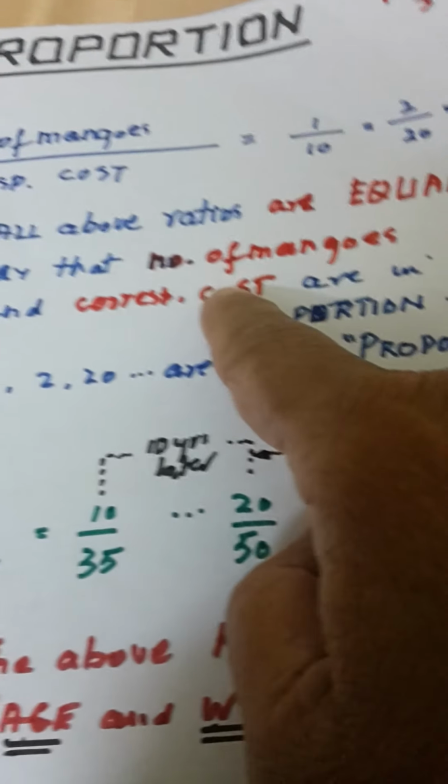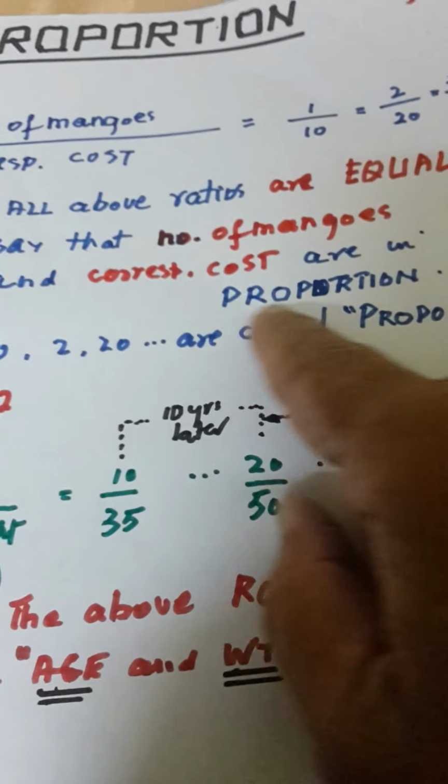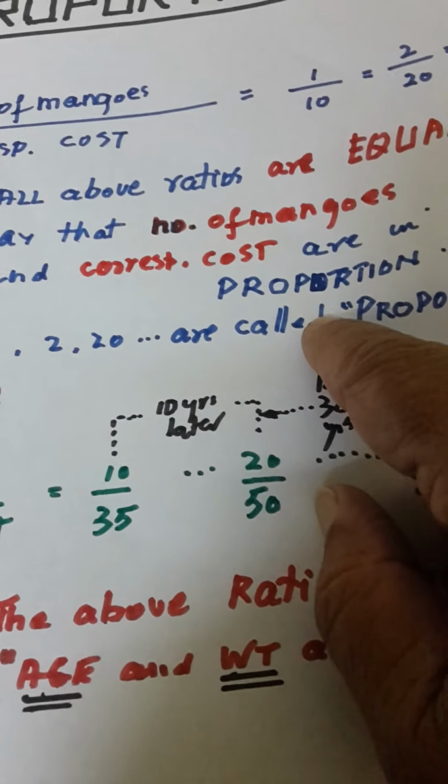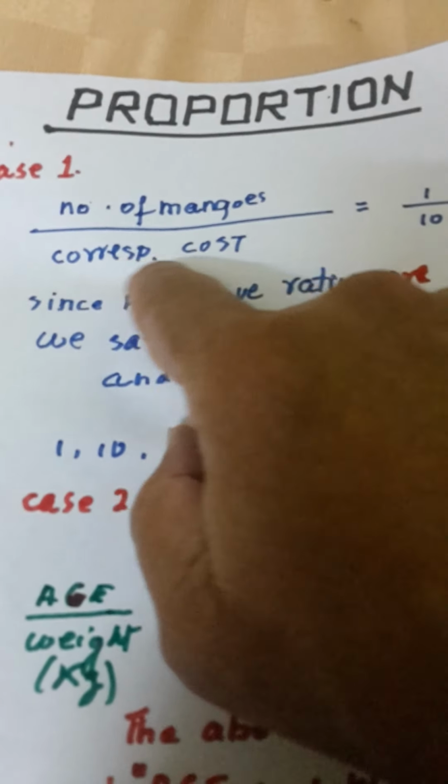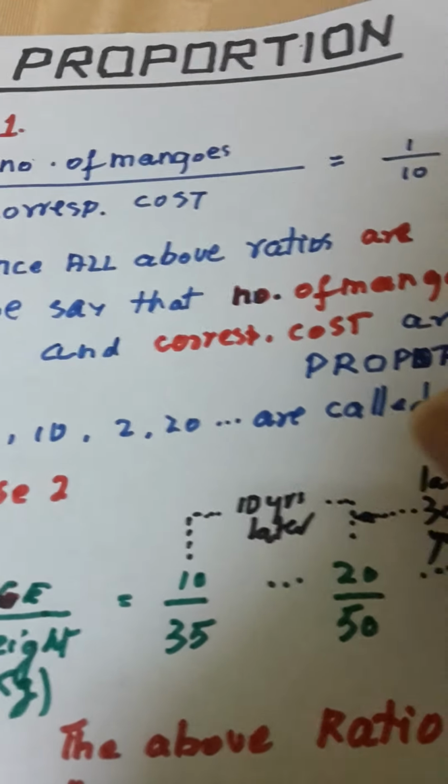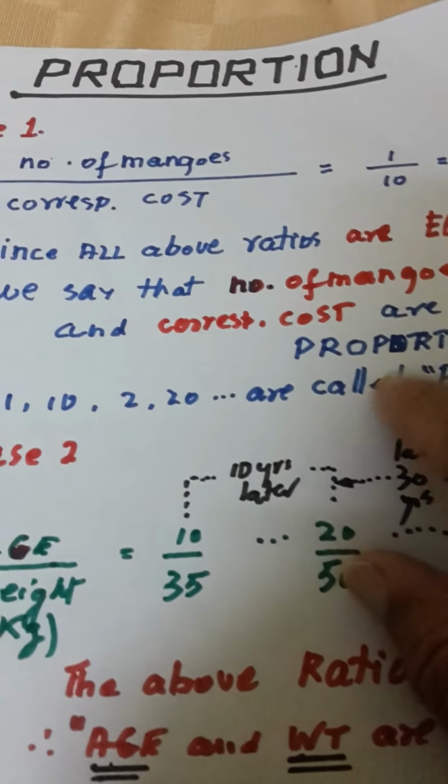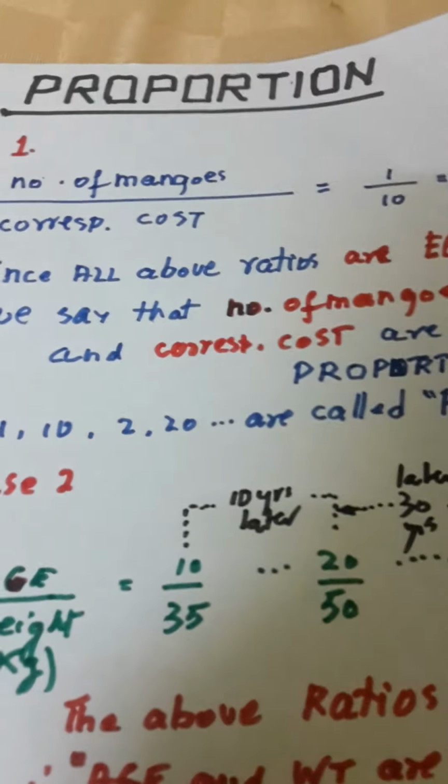Important sentence. So we say that the number of mangoes and the corresponding cost are in proportion. Since whatever number of mangoes you take, if you divide by the cost of those mangoes, you'll always get the same answer. So these 2 items are said to be in proportion.